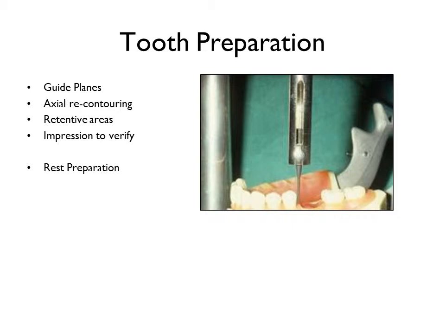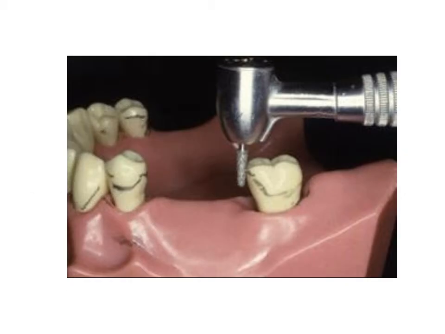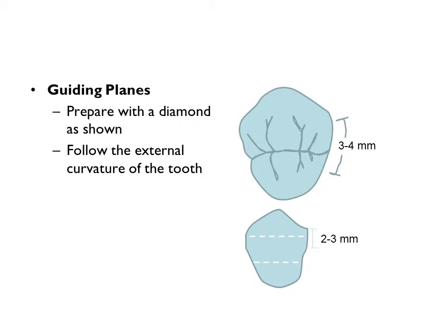Recall the preparation designs for guiding planes and rest seats. Axial heights of contour, particularly on the distal of premolars and the mesial of molars, should be adjusted to allow correct placement of circumferential clasps. The following slides review the preparations for rest seats and guiding planes commonly used. It is a good idea, particularly for the novice, to prepare these on a stone cast.